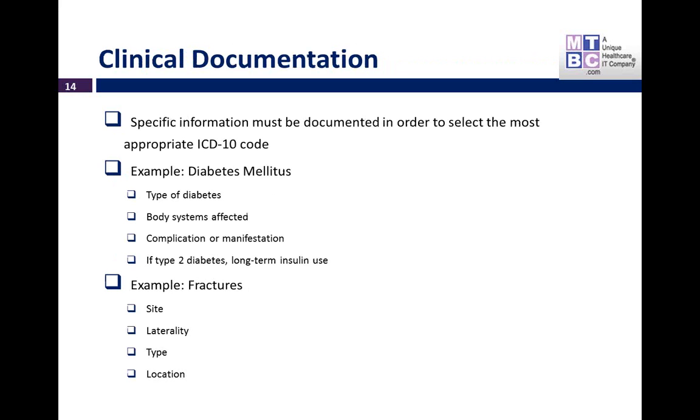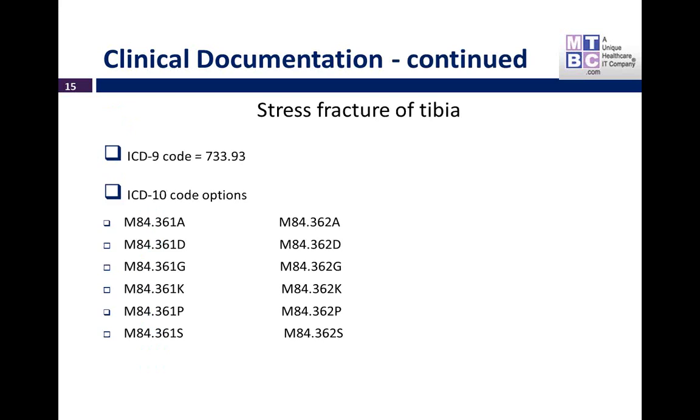And on the next slide, we'll go through the clinical documentation and study some cases. Specific information must be documented in order to select the most appropriate ICD-10 code. The code pattern would vary from one diagnosis group to another. However, it would be consistent within one particular diagnosis group. Consider the example below, diabetes mellitus. Some of the information that needs to be incorporated into the code includes the type of diabetes, body systems affected, complications or manifestation, and, if type 2 diabetes, long-term insulin use. Now consider another diagnosis group, which is the case of a fracture. In this case, the code needs to document the site of the fracture as well as laterality, which refers to whether the fracture is on the left arm, right arm, or both arms, and the type of the fracture as well as the location of the fracture. And in the next slide, we'll have one more example to further elaborate on this.